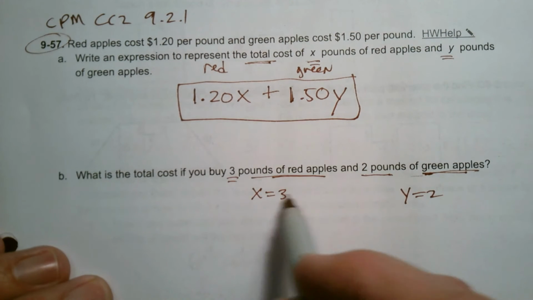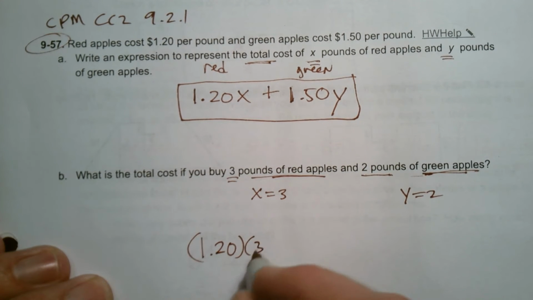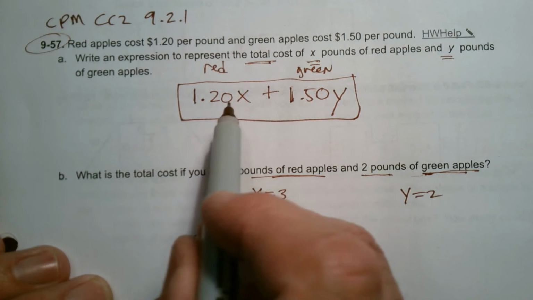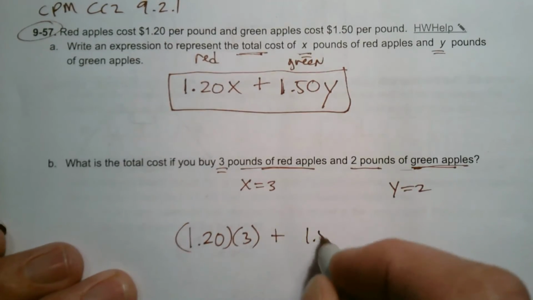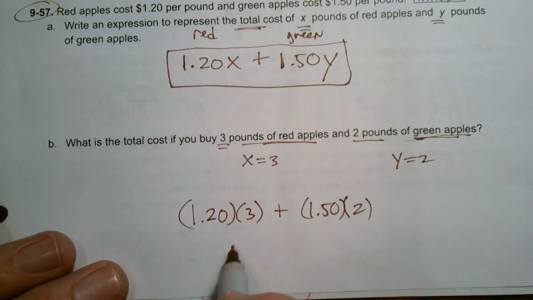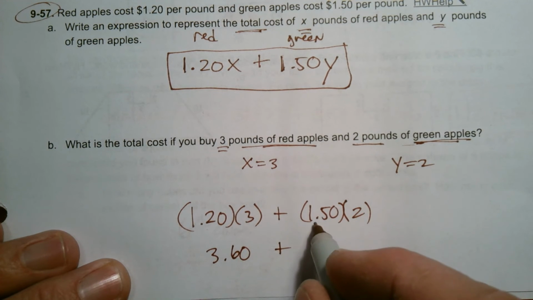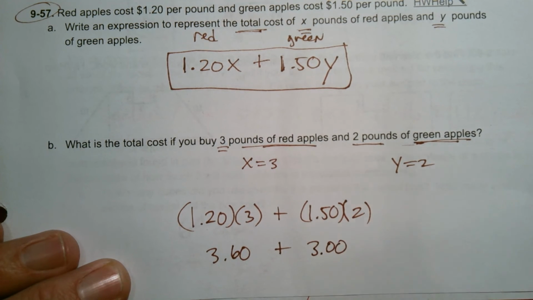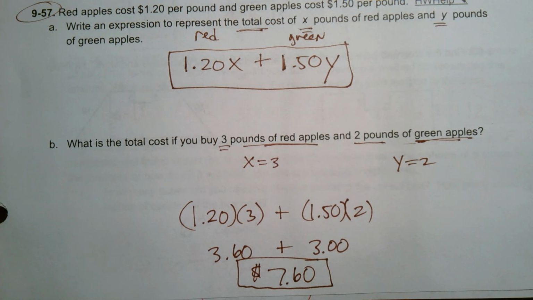So I plug those values into my expression. It's $1.20 times 3, right? Remember that when you have a coefficient next to a variable, it's multiplication going on between them. Then I'm adding that to $1.50 times 2. So 3 times $1.20 makes $3.60, plus $1.50 times 2 makes just $3 even. If I add those up, I get an answer of $7.60. So that's the total cost in this situation using the expression I created. Okay, there we go.